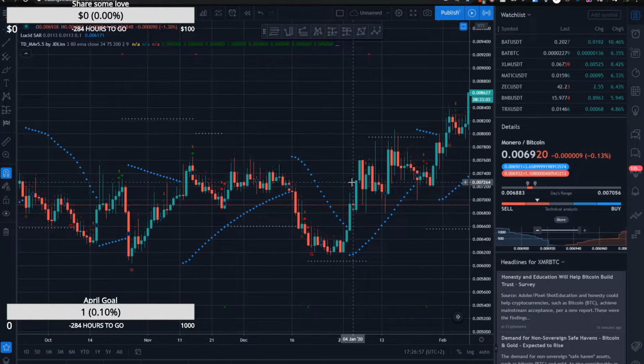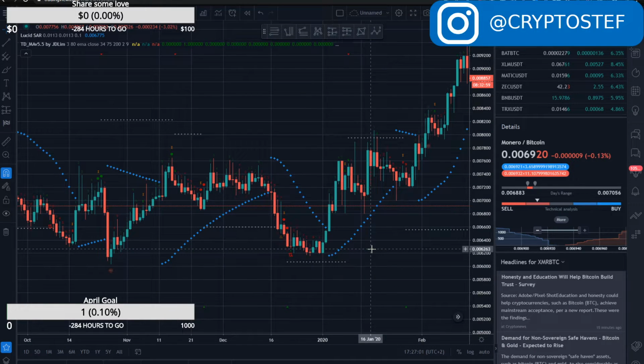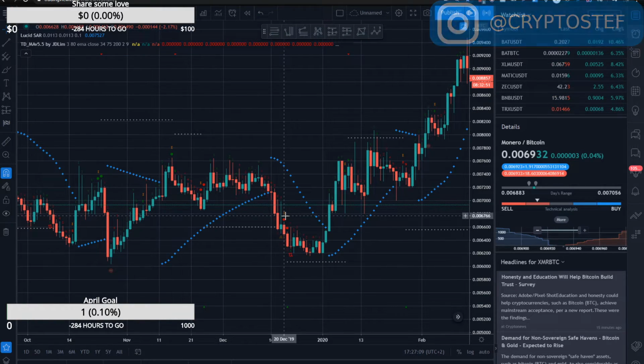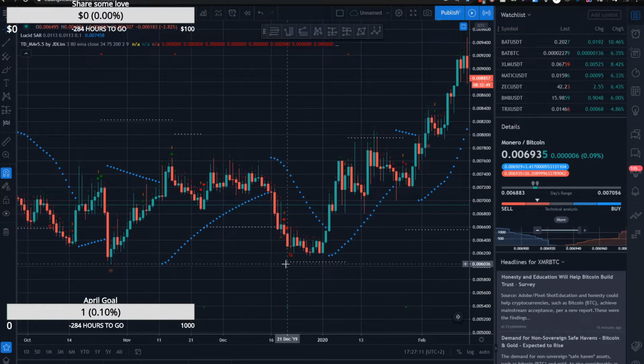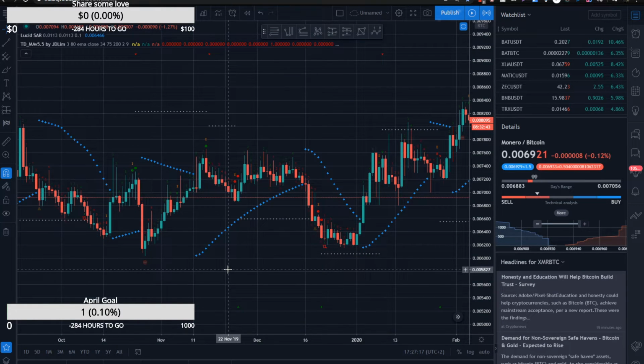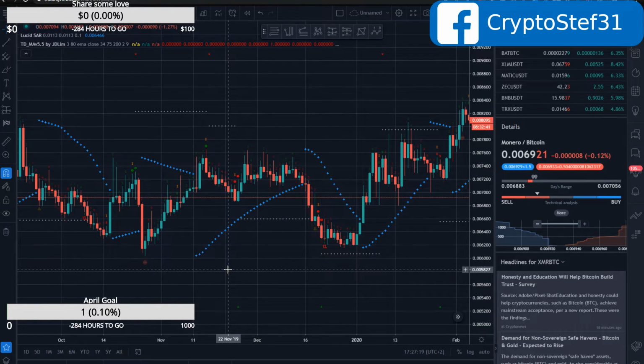And that's how you basically use the TD sequential. For a TD countdown buy, you want a red 2 below a red 1, and for a TD countdown sell, you want a green 2 above a green 1. This system is great for using on the daily, on the 4 hour, on the 1 hour, and you can scalp with this system.